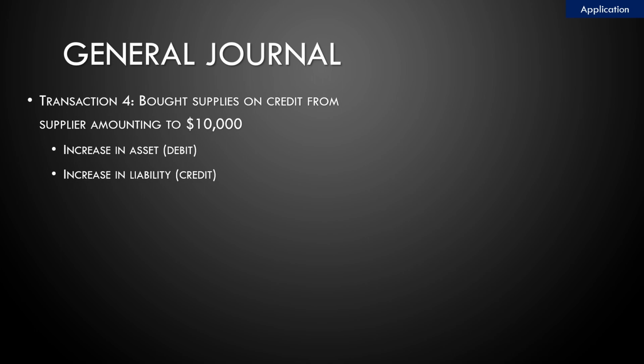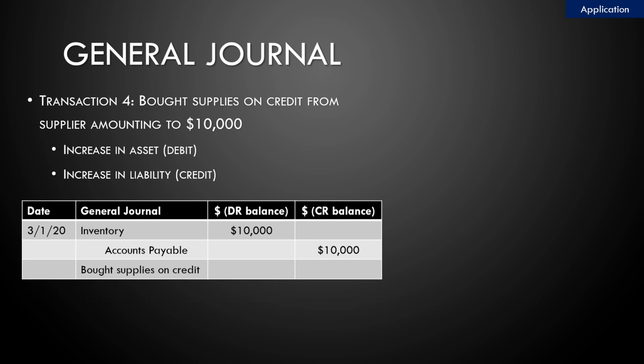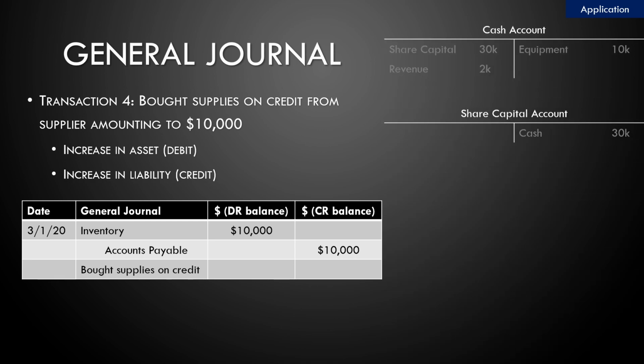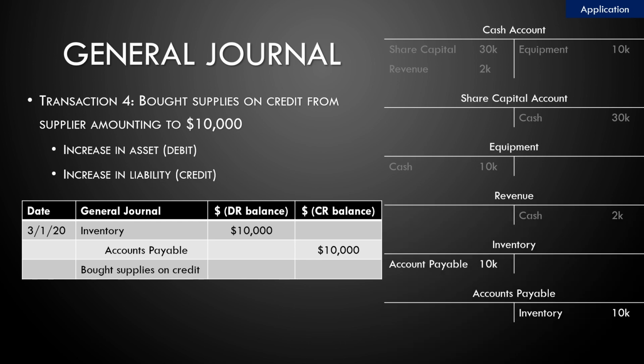Let's look at one last example. We bought supplies on credit from suppliers amounting to $10,000. There is an inflow of goods but no outflow of cash since this transaction was made on credit. We will hence debit inventory and credit accounts payable, which essentially means money we owe to our suppliers. A credit denotes an increase in the account, and this will be the T accounts.